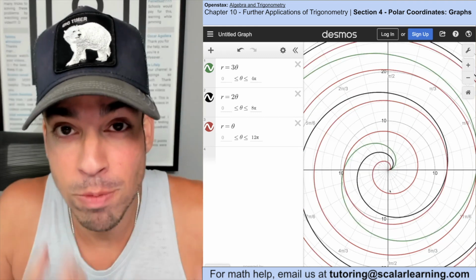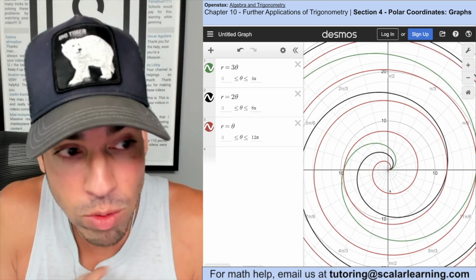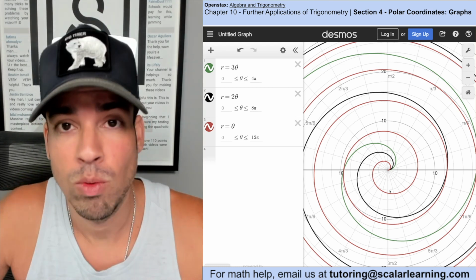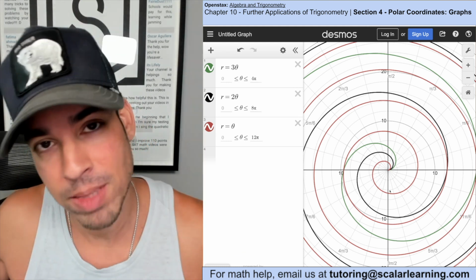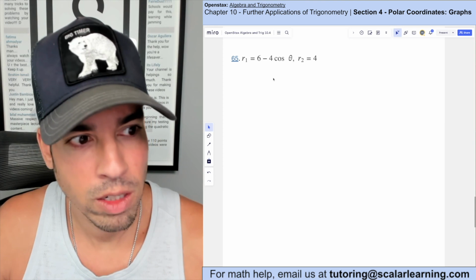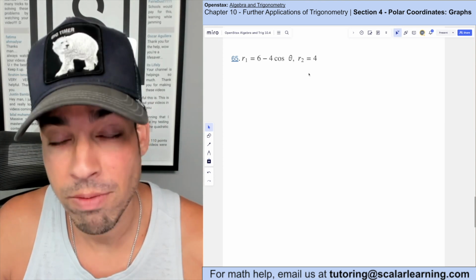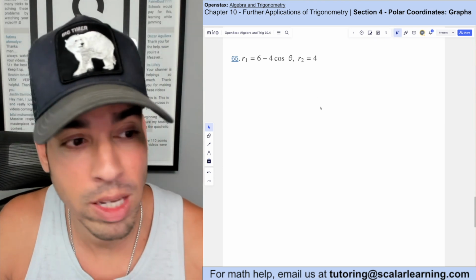So we can say the smaller the coefficient, the tighter the spiral, the larger the coefficient, the wider the spiral, if you want to say it like that. That's how you do it. Done. So for this one, we're going to graph both of these equations, then we're going to find the points of intersection, so let's do that now in Desmos.